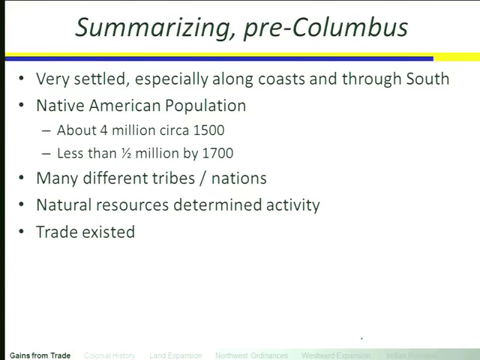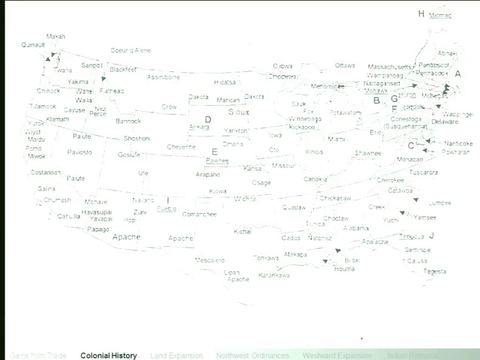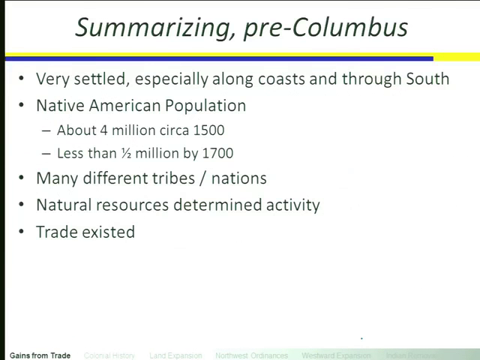So we had a big decline in population. There were lots and lots of different tribes or nations. You do not have to memorize this graph. I just wanted to show you this map, and show you the variety of different tribes or nations that were here in America before Europeans came to the shores. So lots and lots of different groups. Natural resources, we looked at that the other day. Natural resources determined activity, and trade existed. We looked at the trade routes last week.